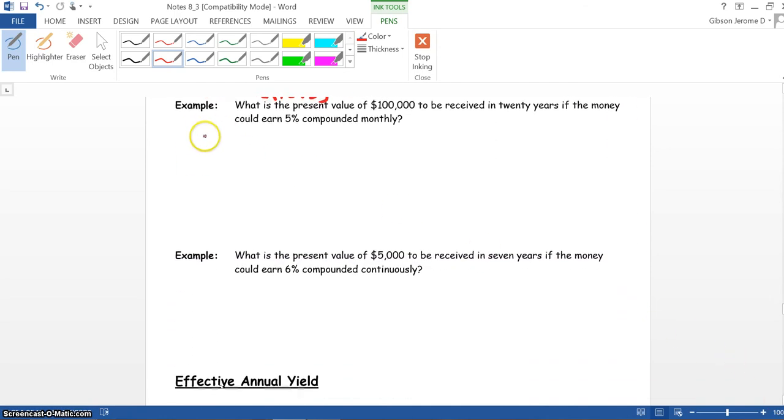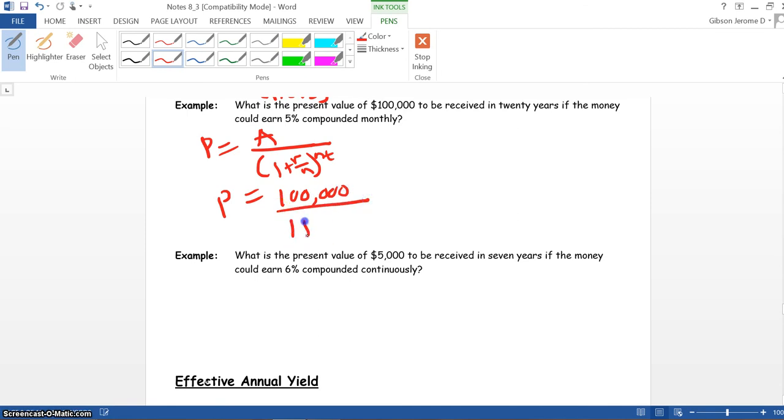So now we come to our next example. Now this time, well, it's still compounded monthly. So we will have P is equal to A over 1 plus R over N to the NT power. So we have P is equal to our A, it's 100,000. So we have 1 plus our R is 0.05. And then our N is 12 because it's compounded monthly. So then we will have 12 times 20 here for our NT.